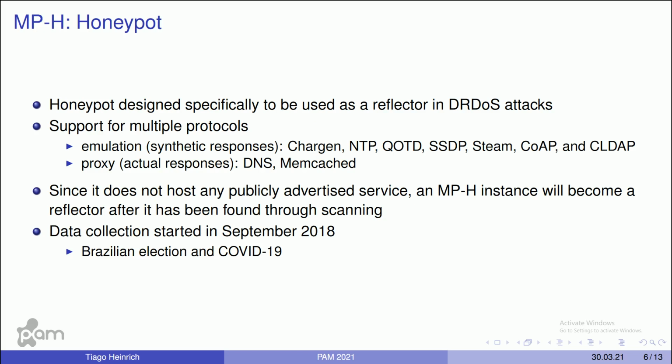Our honeypot was designed specifically to be used as a reflector for this type of attack, supporting a total of 9 protocols, 7 being emulation and 2 proxies. Since it does not host any publicly advertised service, the system only becomes a reflector after it has been found. The data collection started in September 2018. During this time, we collected data from the Brazilian election and COVID-19.